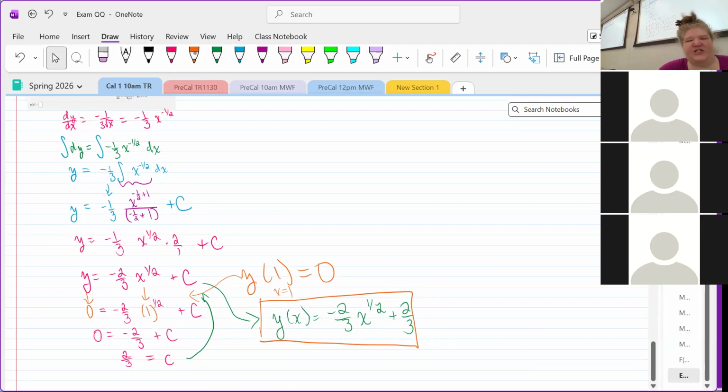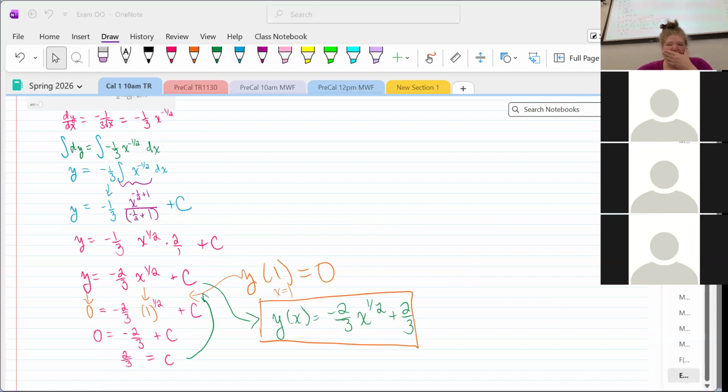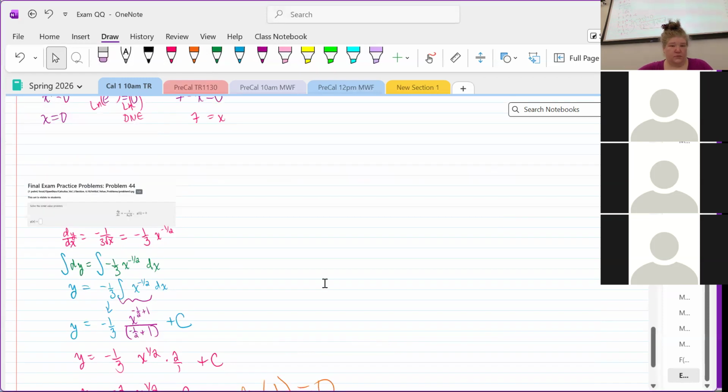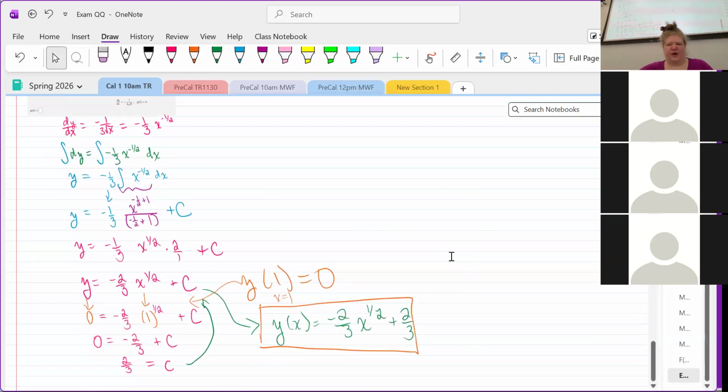So we're going to have an initial value problem on the test. This is technically from the new section. So this is one of the last 3 problems on the final. 44. There's a couple right around 44 that are initial value problems.